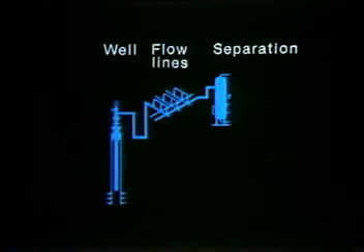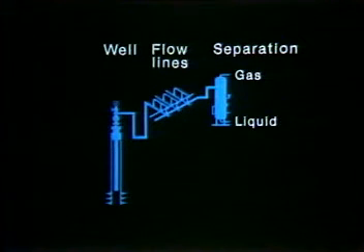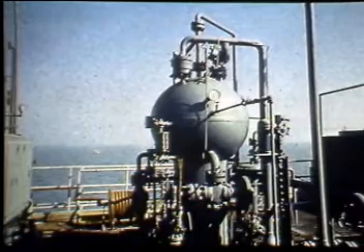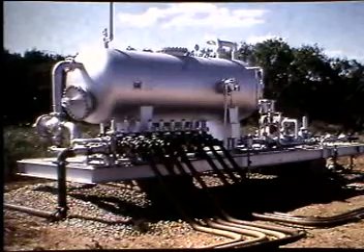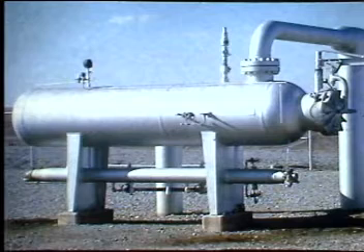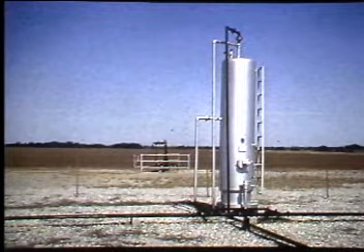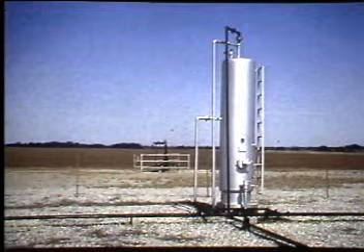Normally, a separator is the first piece of production processing equipment that the produced fluid stream encounters. Its purpose is to separate the gas and liquid phases. Separators are usually classified by physical shape. For example, we might have a spherical one, or a single horizontal one, or a double barrel horizontal one, or a vertical one. Each type is more appropriate for a specific application, and its size depends on the volume of produced fluids to be handled.